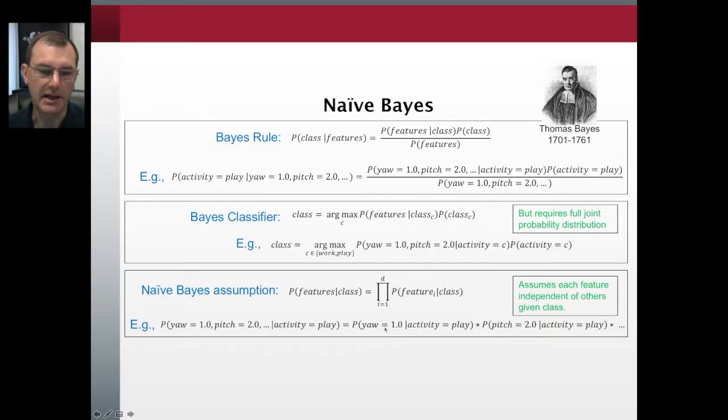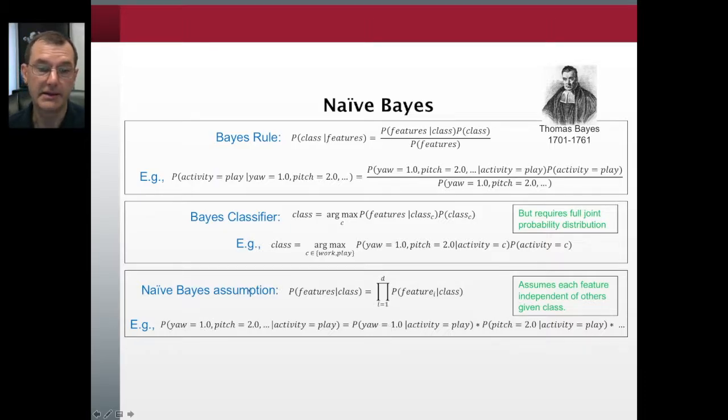The general idea is that these probabilities will be a lot easier to estimate from the data. So we basically say for all of the examples where activity is play, what proportion of those examples have a yaw of 1.